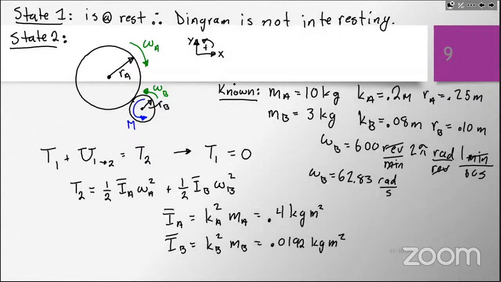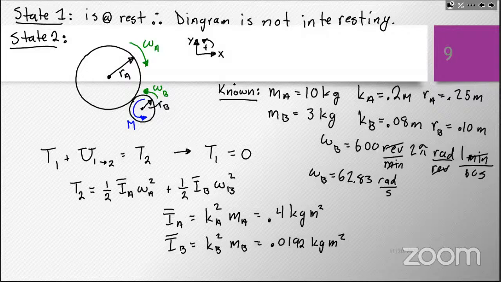So I wrote down my equation. I know this is a work-energy problem because I was asked for displacements and forces. So the kinetic energy of state one plus the work it takes to go from state one to state two is equal to the kinetic energy at state two. At state one it's zero, because everything's at rest. I also know there's no potential, and we're not even going to talk about potential energy here.